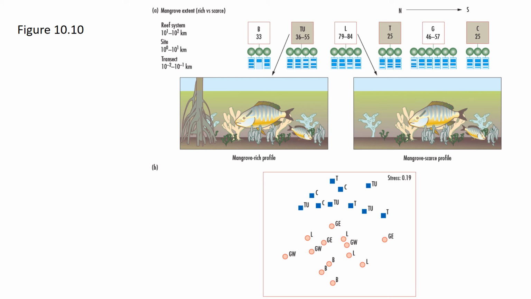So the way to interpret an MDS ordination plot is the closer two adjacent points are to each other, the more similar the fish communities are at those two locations, and the further apart two points are in the plot, the more different the fish communities at each of those locations.